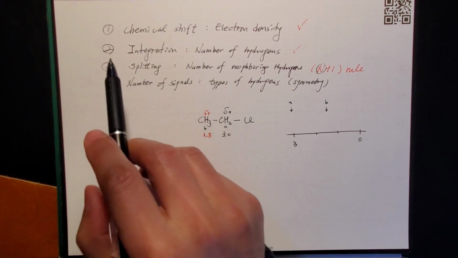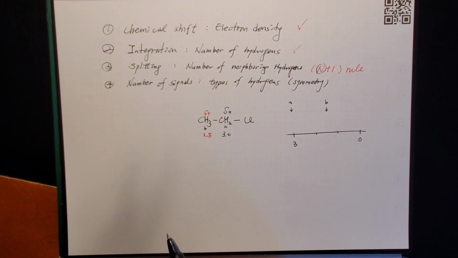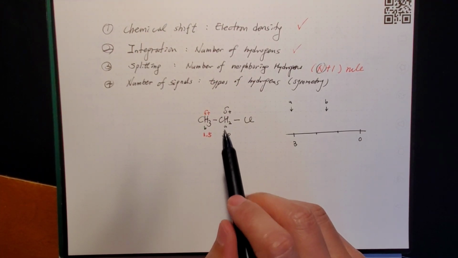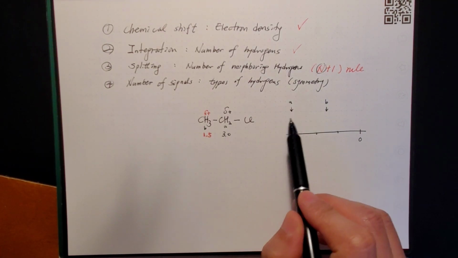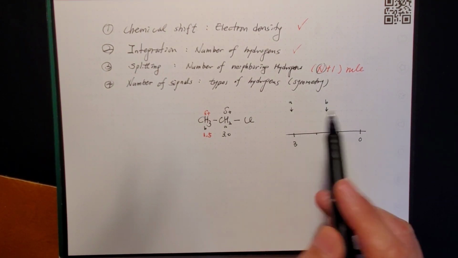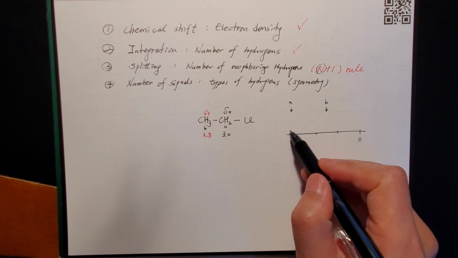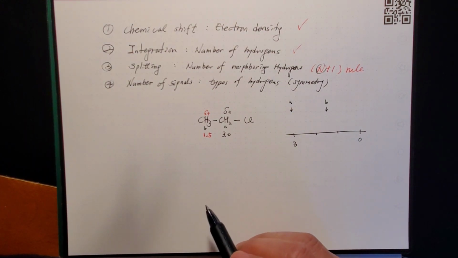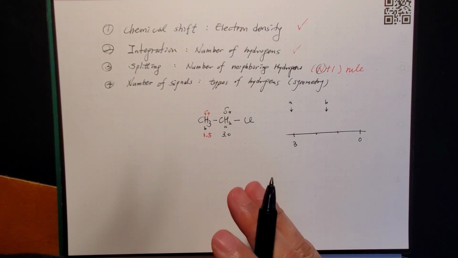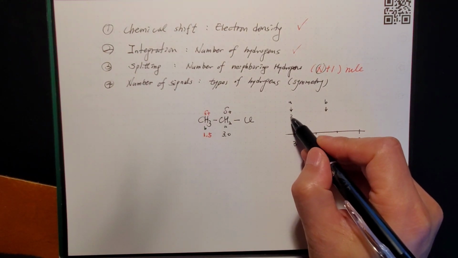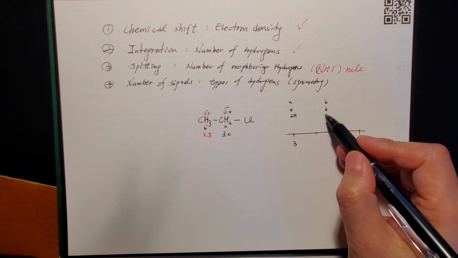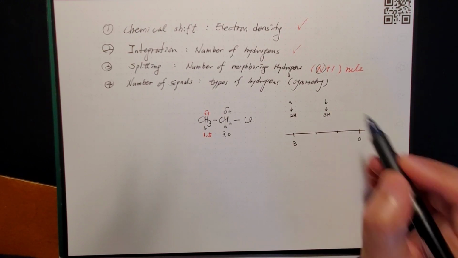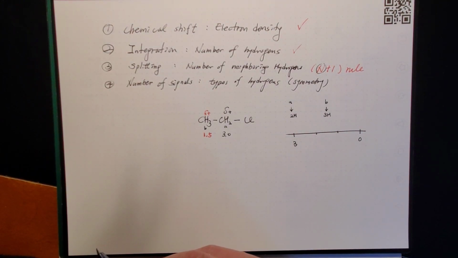Then secondly, you have to show integration. The integration is the number of hydrogens. So 2 hydrogens for hydrogen A type, so it should be 2. The area under the curve has to be 2, so let me put it here, 2 hydrogens, and the peak B is for 3 hydrogens.